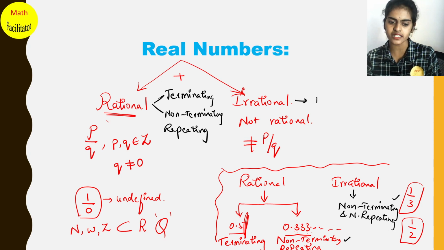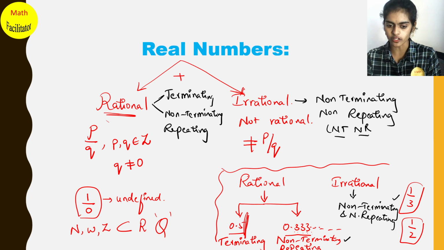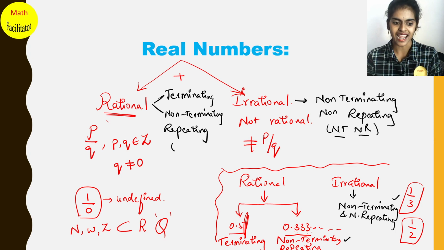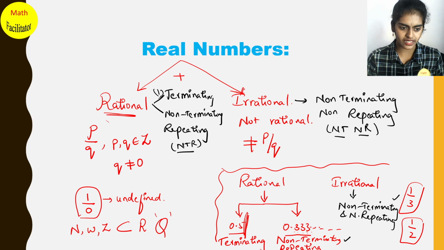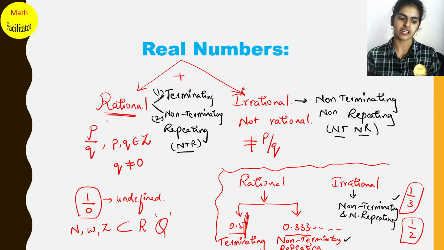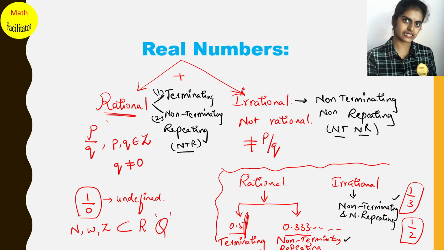So an irrational number is non-terminating as well as non-repeating or non-recurring. I call it NTNR: non-terminating, non-repeating is called irrational, and NTR: non-terminating, repeating is called rational, and rational can also be terminating. These are the two types of decimal conversions of a rational number, and irrational is always non-terminating, non-repeating. These are the basics.